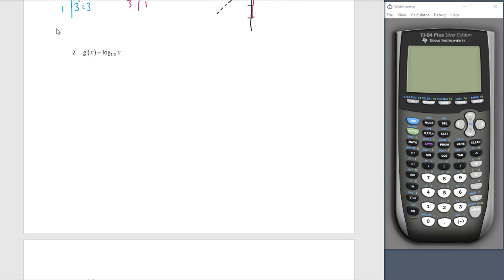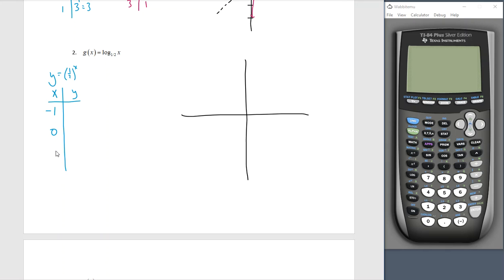So let's try again. All right, we'll set up our axes. We'll look at the related exponential function, base of 1/2. I'm going to use the easiest x values I can, -1, 0, and 1. So this is 1/2 to the -1 power. Remember that -1, that's a reciprocal. That flips it over. That becomes 2 to the 1, which is 2. 1/2 to the 0 power is 1, because anything other than 0 to the 0 is 1. And 1/2 to the first power is 1/2.